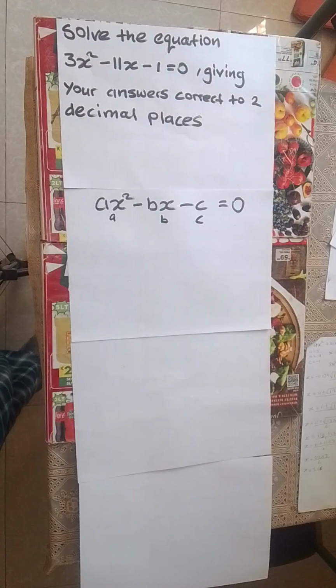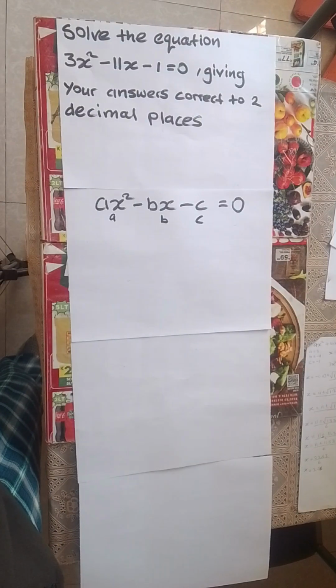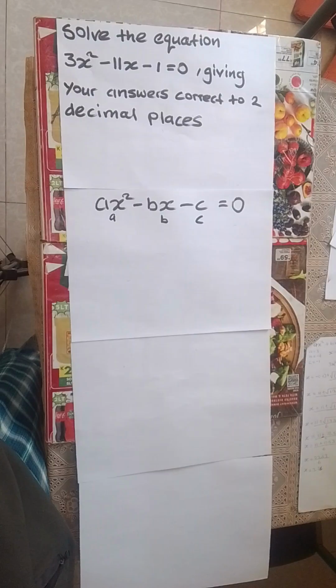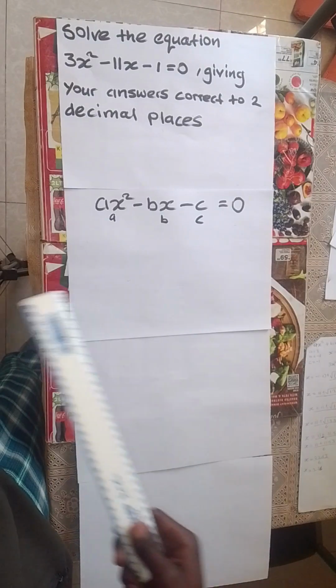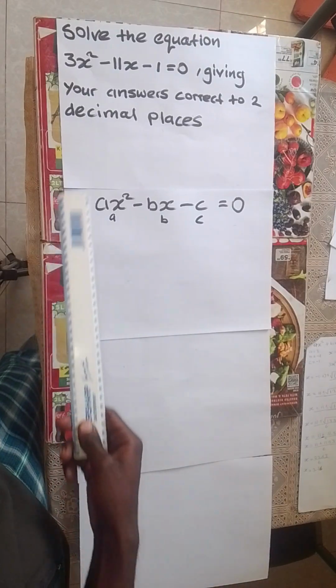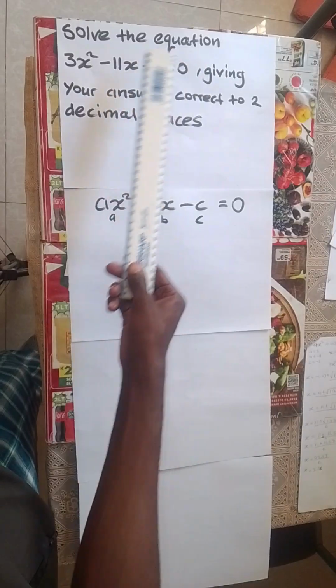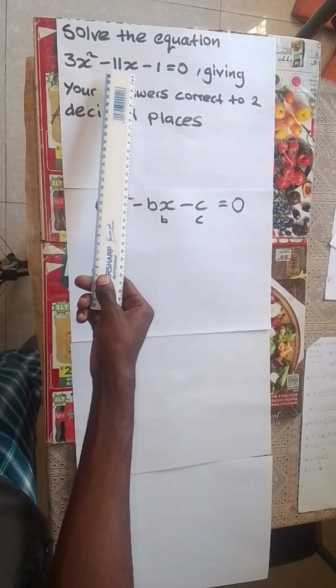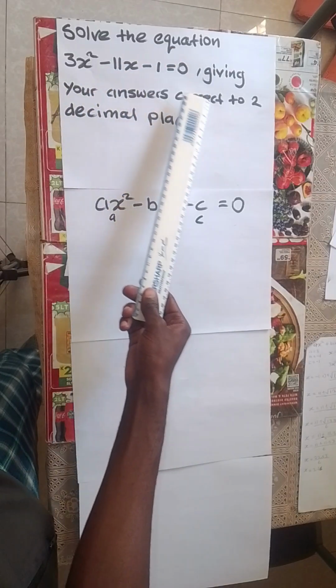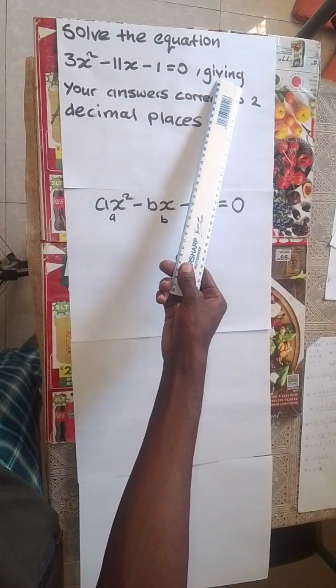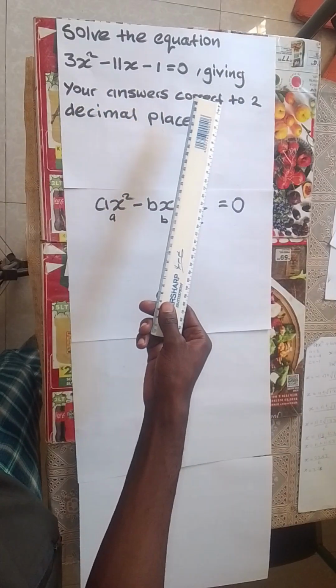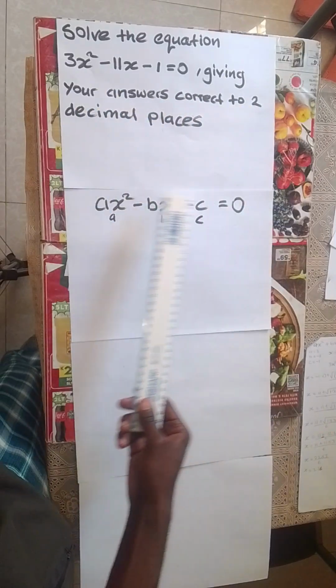I am having an examination question here, and it's under quadratic equations. And the question reads as follows. Solve the equation 3x power 2 minus 11x minus 1 is equal to 0, giving your answer correct to 2 decimal places.